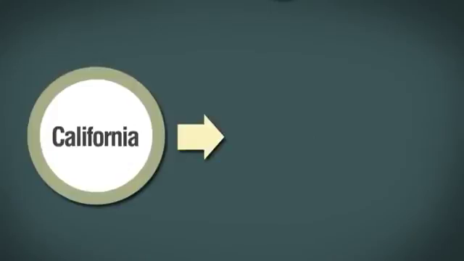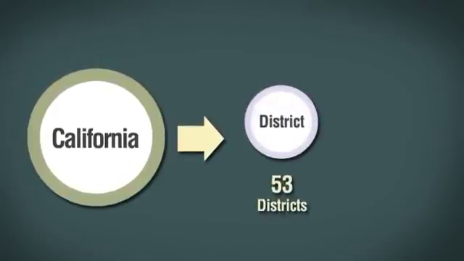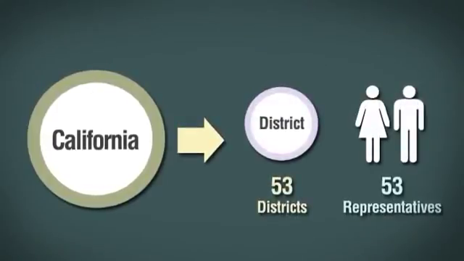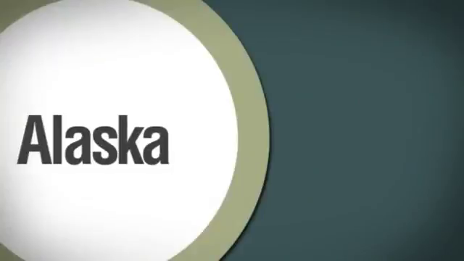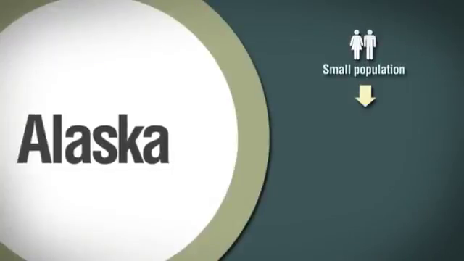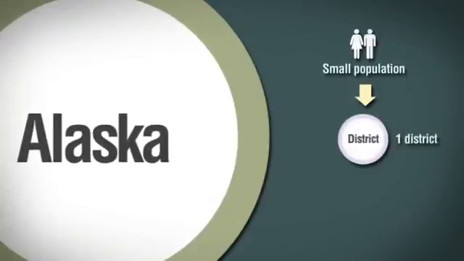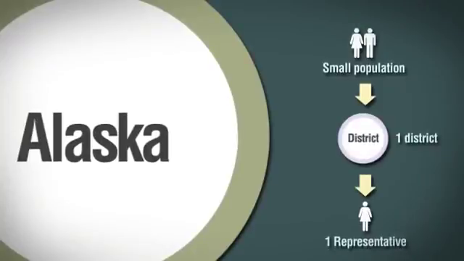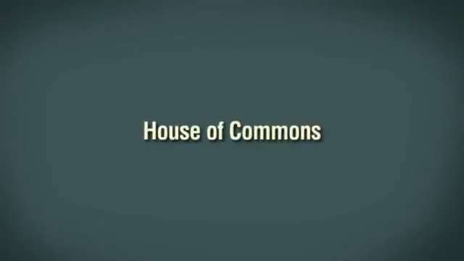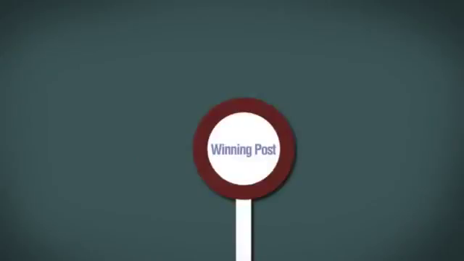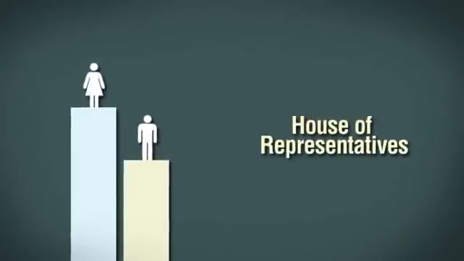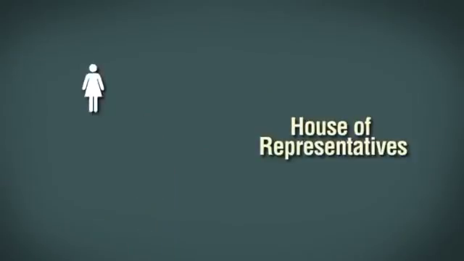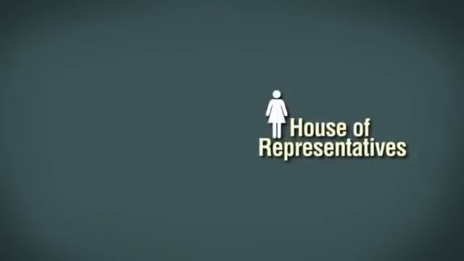For example, California, the most populous state, is split into 53 districts, so has 53 representatives. But Alaska, which is huge but has a really small population, only has one district and therefore only one representative in the House. Like the UK House of Commons, the election system is first past the post, so the candidate with the most votes in each district wins a seat in the House of Representatives. The party that wins a majority of seats in the House takes control.